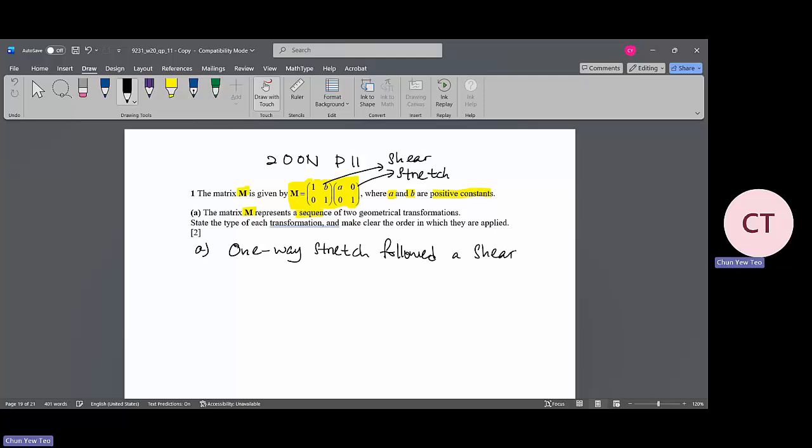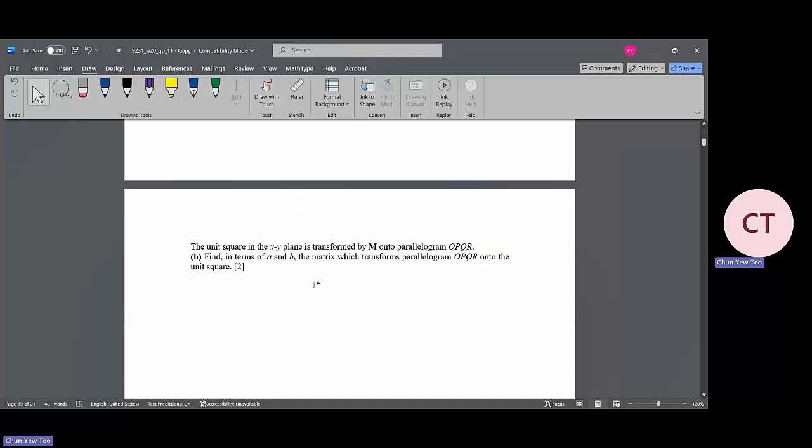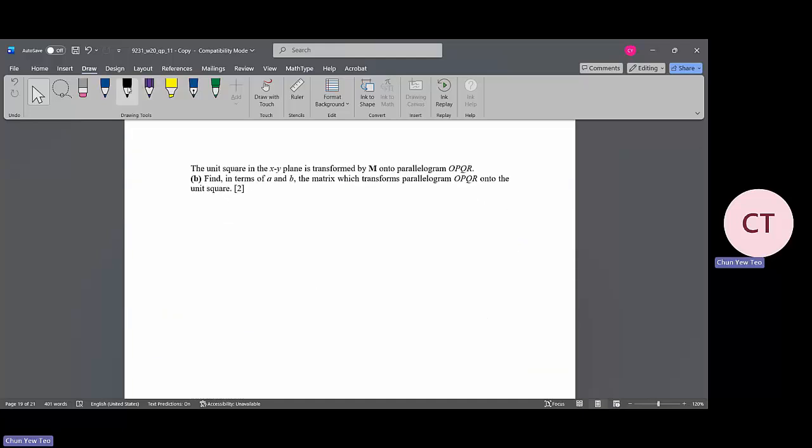It's not necessary to explain them in detail because they just want you to state the type of the transformations. However, if you explain them in a more detailed way, that is fine, no problem. So now we take a look at B. We have a unit square. A unit square means the square is 1 unit, and since it's a square, it's 1 unit over here.